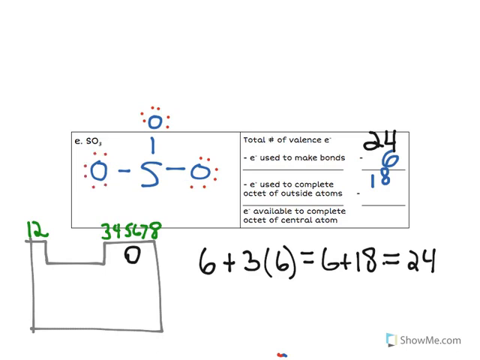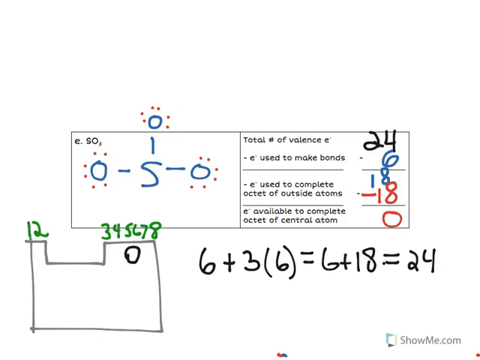The reason I put 6 is because the 6 red electrons that I put, plus the 2 electrons that make up the bond, will complete the octet. Remember, octet means 8. They will complete the octet of the non-central atoms. So I used 18 electrons to do that, which means I have none left over.